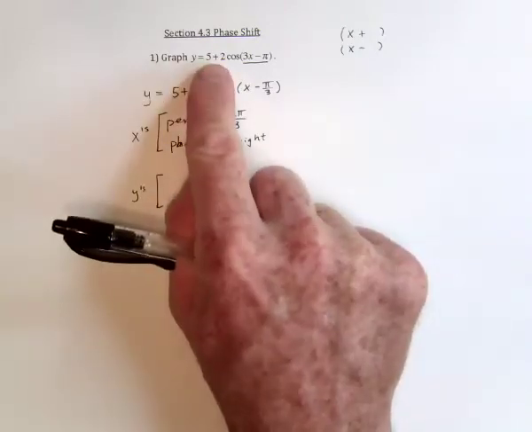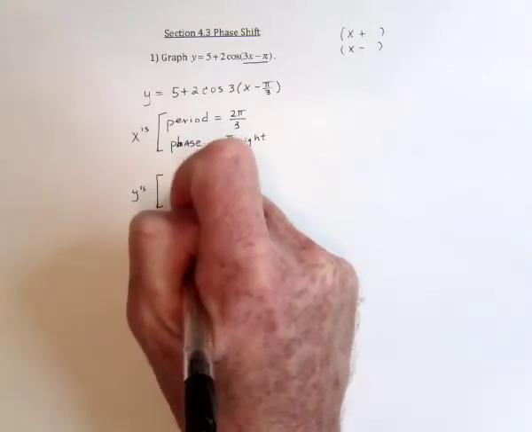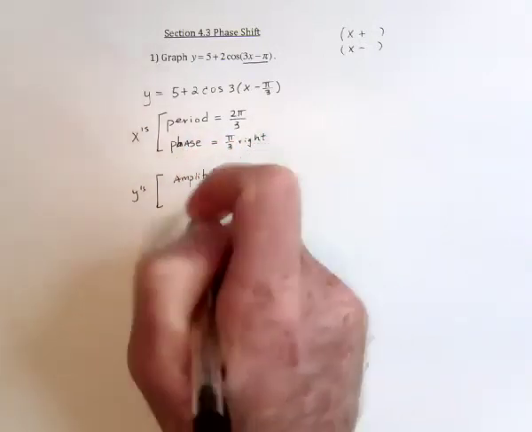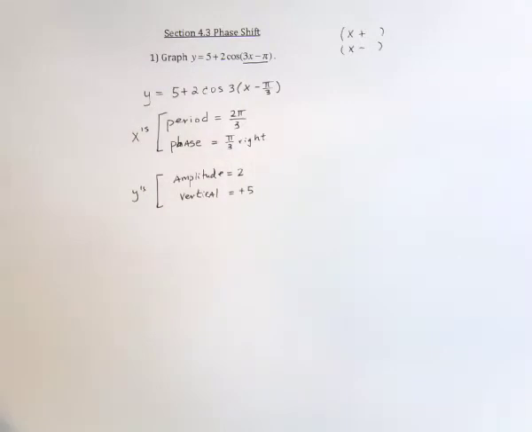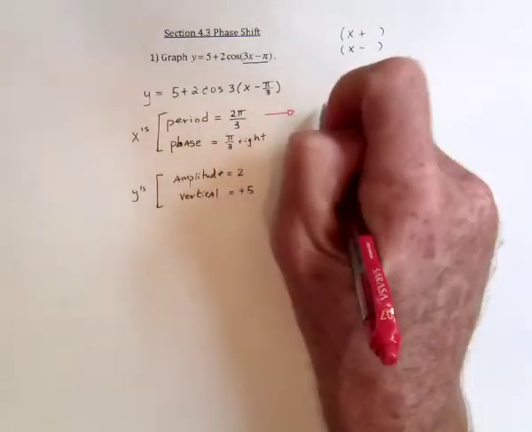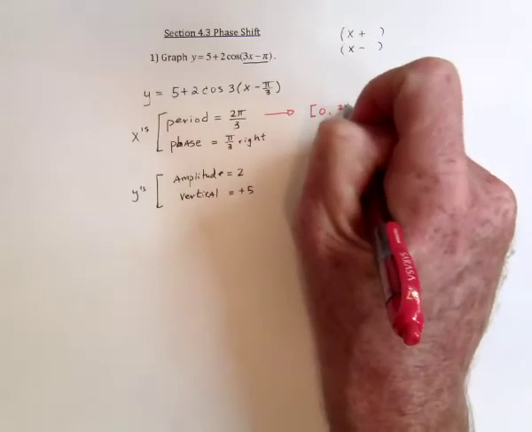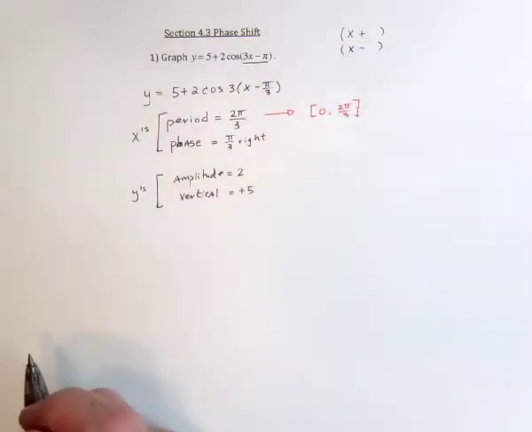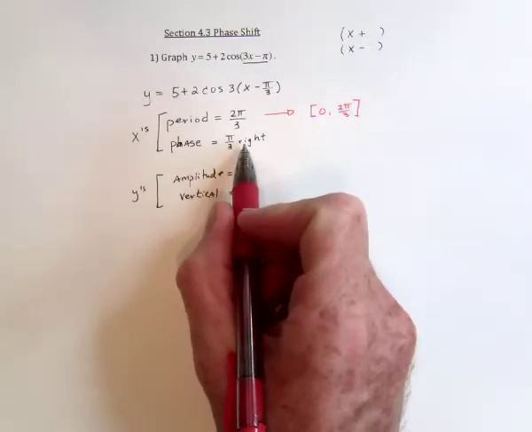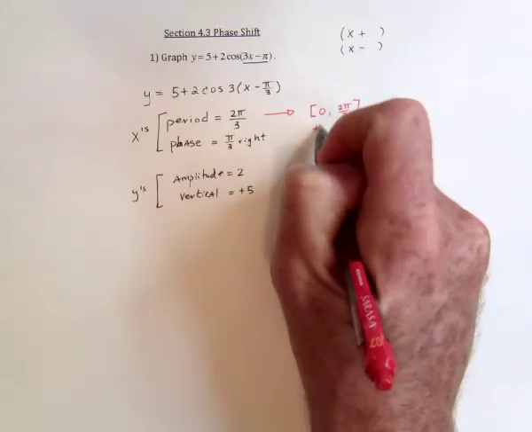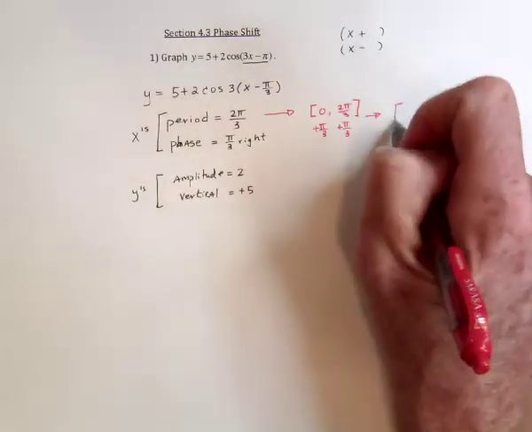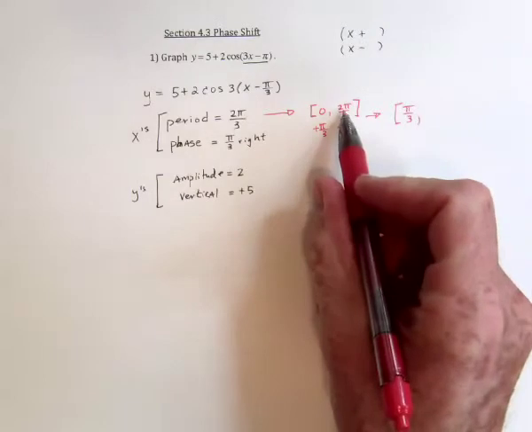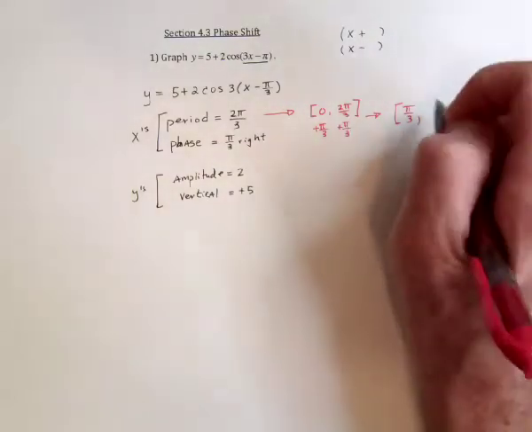Well, that's going to be these numbers in here. One is that the amplitude is 2, and that the vertical shift is 5, or up 5. So over here, if you look at the x information, this says that x is going to range from 0 to 2 pi over 3. And then this says go to the right by pi over 3. So we then need to add pi over 3 to both of these. And the result is that it's going to go from pi over 3 to, well, 2 pi over 3 plus another pi over 3 is going to be 3 pi over 3, or just pi.